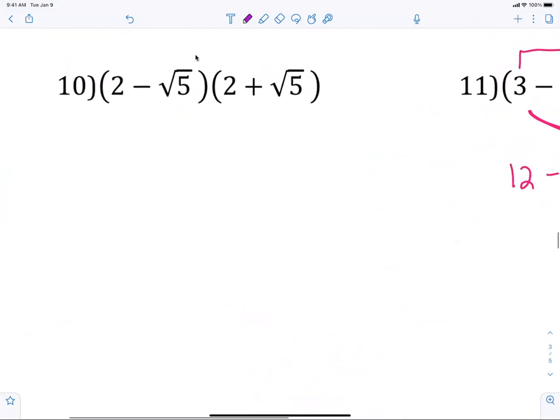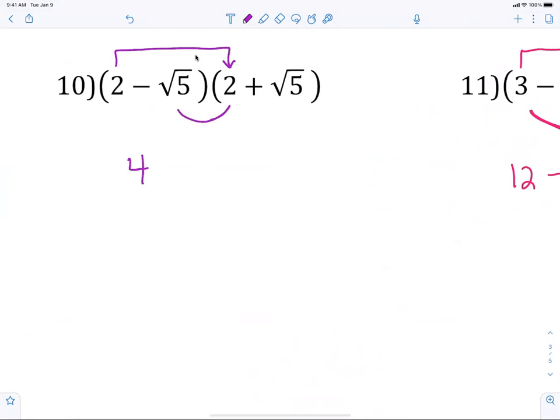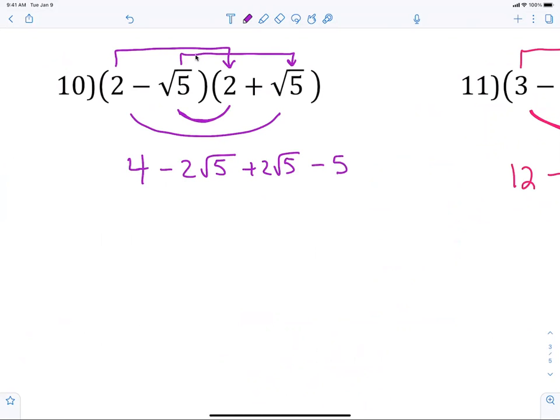All right, now we're multiplying. So we have to go 2 times 2, which is 4. First smiley face. Second smiley face. And then this guy times this guy becomes -5. And then what happens to the middle terms in this one? They cross out. And 4 minus 5 is -1.